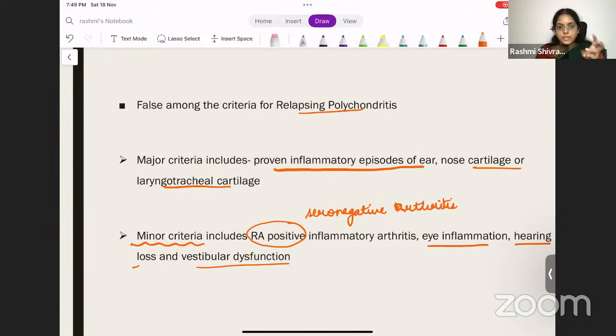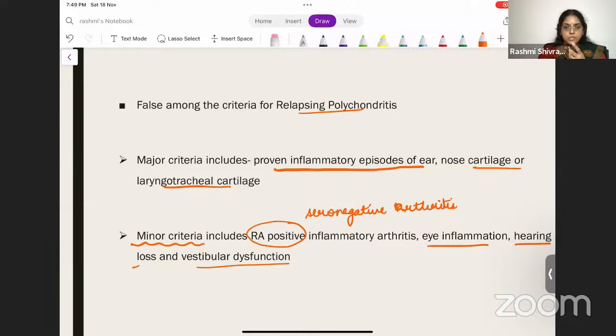So what are the major criteria for relapsing polychondritis? It is proven inflammatory episodes of the ear, the nose cartilage, or the laryngotracheal cartilage. Three are there. In the minor criteria, you have seronegative arthritis, eye inflammation, hearing loss, and vestibular dysfunction. You have 4 in the minor criteria.